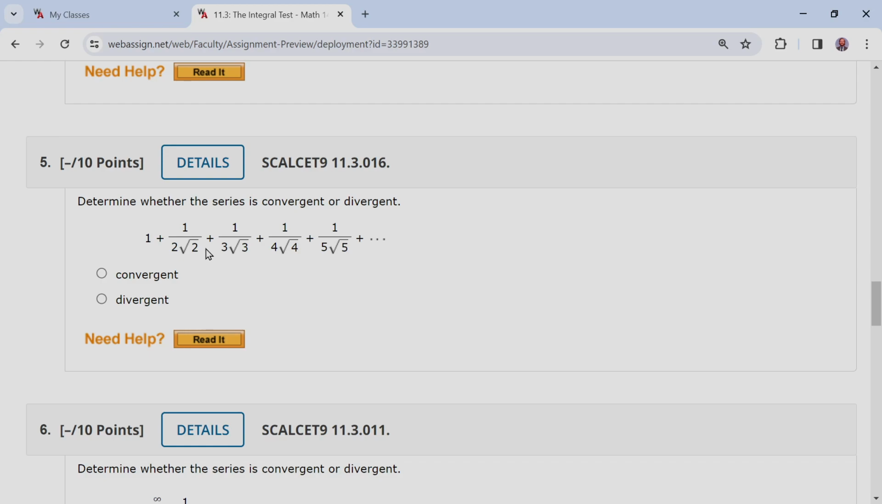We got 1 over x to the 3 halves. That's a p-series because you got a power of n in the denominator, and the question is, what is your power of n? Is it greater than 1? Is it less than or equal to 1? That's what you do with the p-test, and that's what's at play here.